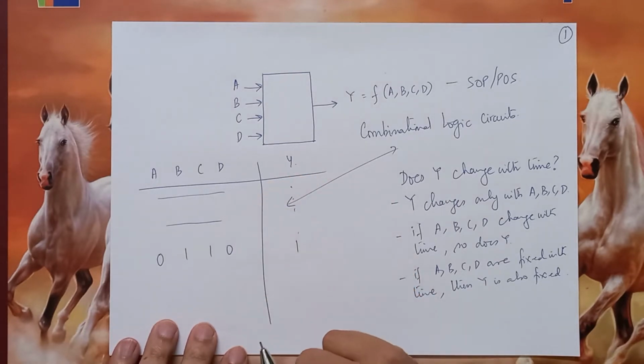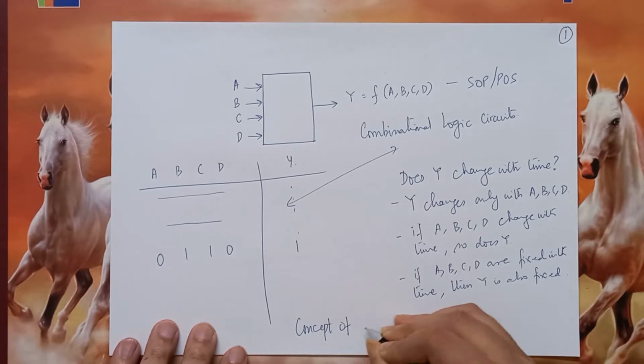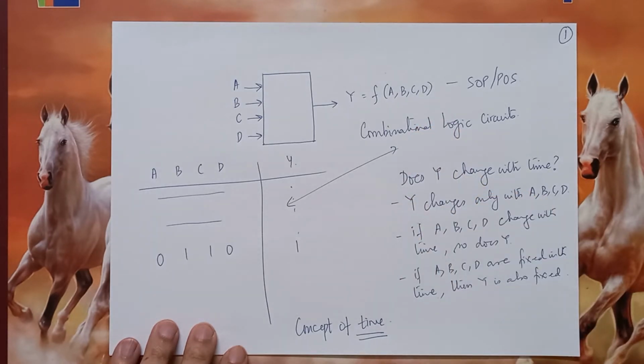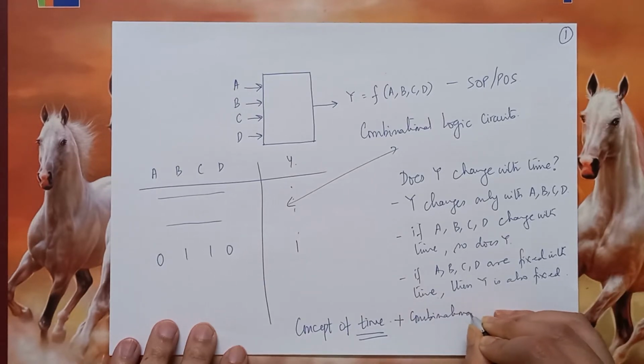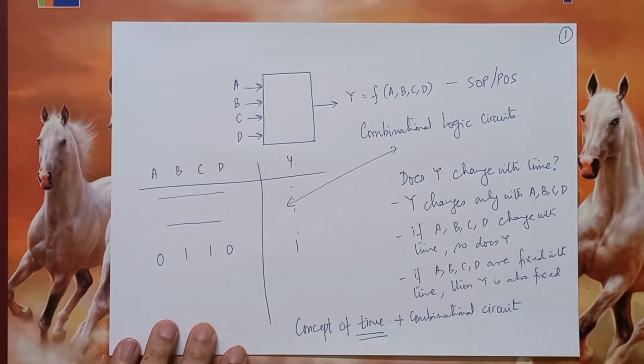The meaning it's trying to convey is that if a circuit can give different outputs for the same input combinations, obviously there is some other variable also. I cannot now say that y will be only a function of A, B, C, and D. The time concept also is coming. So, if I take a combinational logic circuit and I introduce the concept of time, then that circuit is called a sequential circuit.